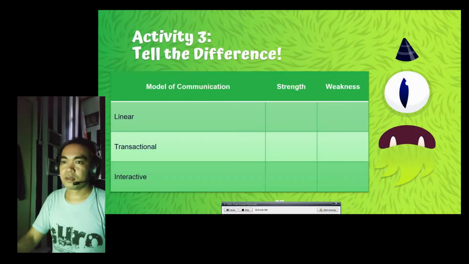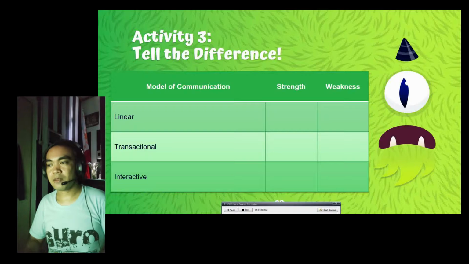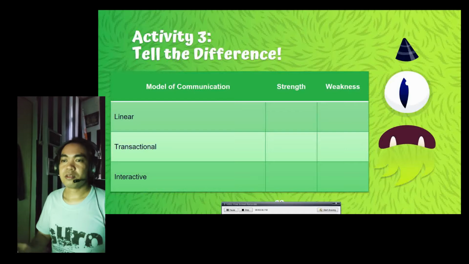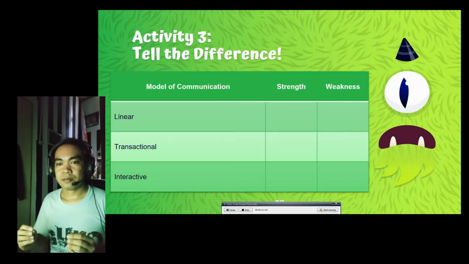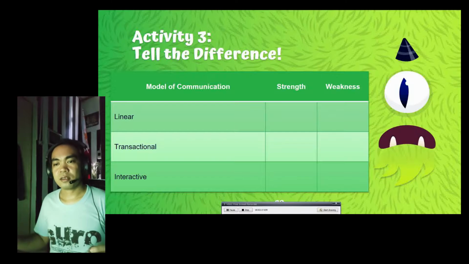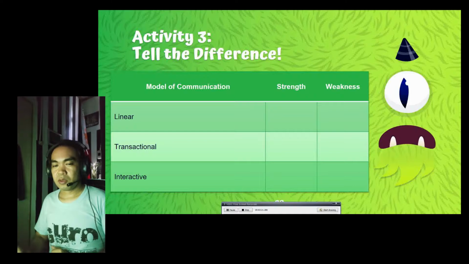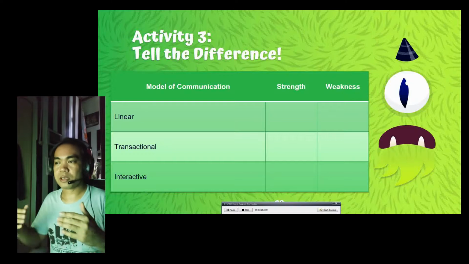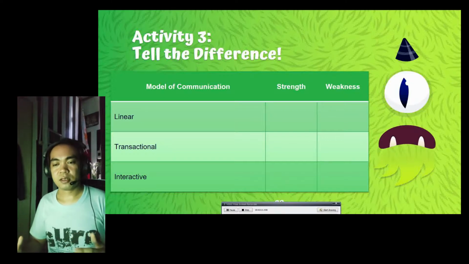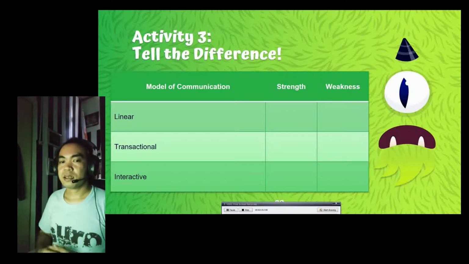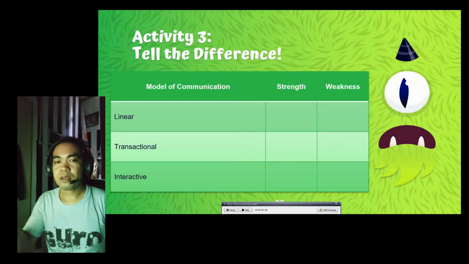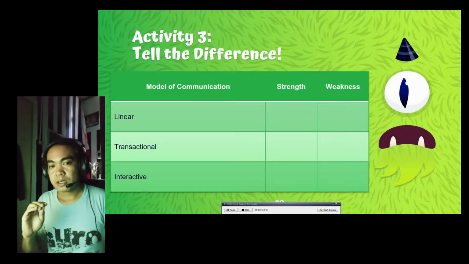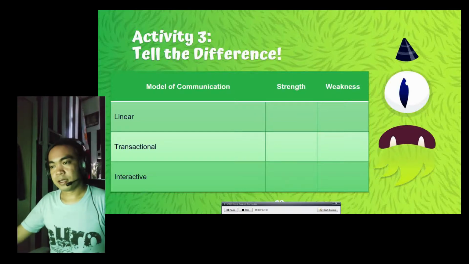Next, we have another table for Activity 3. Tell the difference. You only have to identify the strengths and the weaknesses of the different types of communication models. For a linear or one-way communication model, like Aristotle, like Shannon and Weaver, what would be the strength of these one-way communication models? And what is the weakness of these one-way communication models? For transactional, what are the strengths of these models and what could be the weakness? And for interactive, what could be the strength and what could be the weakness? So it's up to you to fill in with information that may have come from your module, or you may also include information that you have searched in other references.